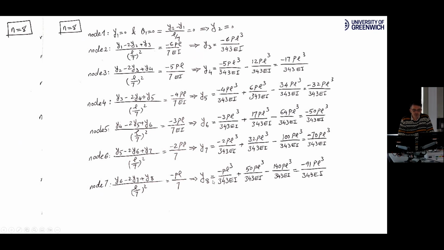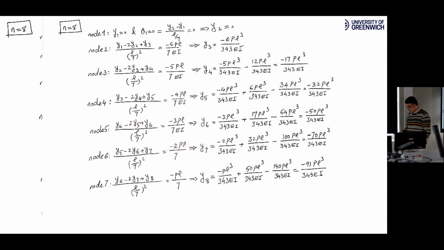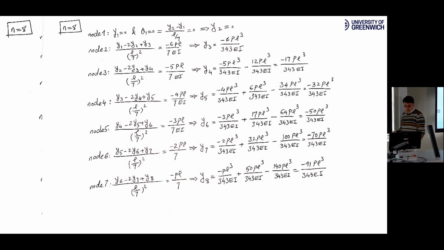You have y1 to y8 with which you can draw the deformed shape. Still, y1 and y2 are 0, and the rest goes to y8. So y8 is what is in the denominator? 340, what is it? 3 over 91. What would it be? 3.8.